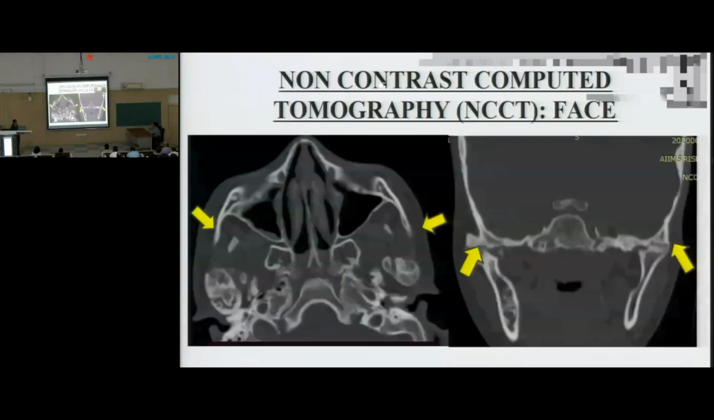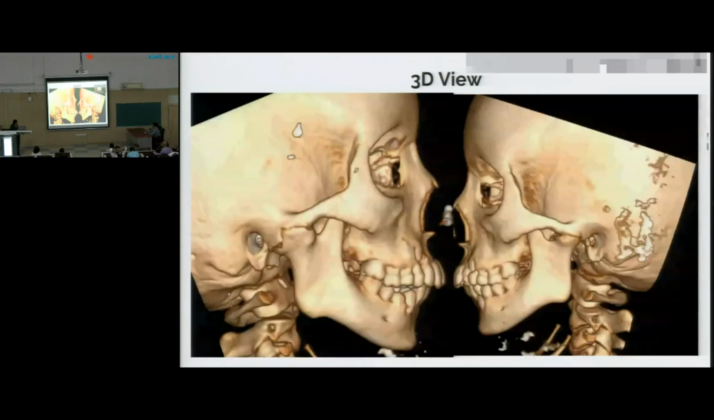And then we proceeded with her NCCT face for the patient. In the NCCT face, this is the axial section and this is the coronal section. Again there is a bony mass over the TMJ region with the interarticular space obliterated bilaterally, which is suggestive of TMJ ankylosis. And this is a three-dimensional view which has been done for the patient.